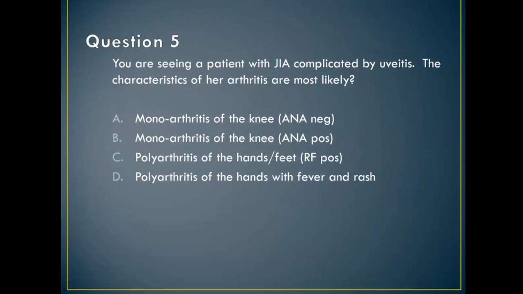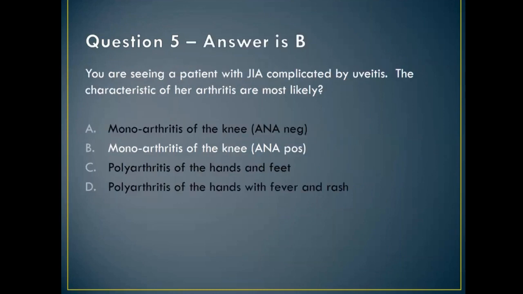So you're seeing a patient with juvenile arthritis complicated by uveitis. The characteristics of disease, this one's a little tricky. So monoarthritis with a positive ANA, monoarthritis with a negative ANA, polyarthritis with a rheumatoid factor that's positive, polyarthritis with fever and rash. So the patients who have less than 5 joints and the patients who are positive ANA are the highest likelihood of having uveitis. The other choices, so we have a polyarticular patient, we have a systemic JIA patient, and then we have just a patient with less than 5 joints who has an ANA negative.